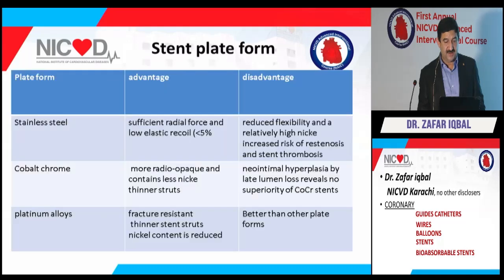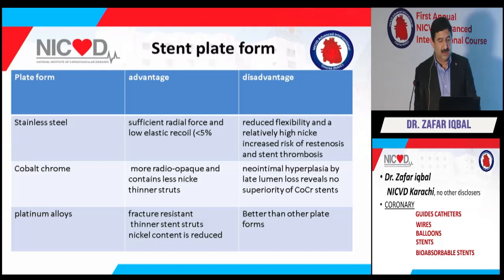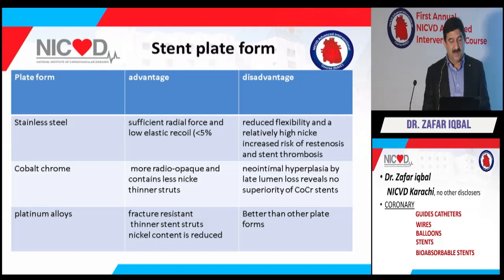There are 3 different stent platforms: stainless steel, cobalt chromium, and platinum chromium alloy. But cobalt chromium and platinum chromium alloys are better stent platforms because they have less nickel and thinner struts, so they have a lower incidence of in-stent restenosis and stent thrombosis.